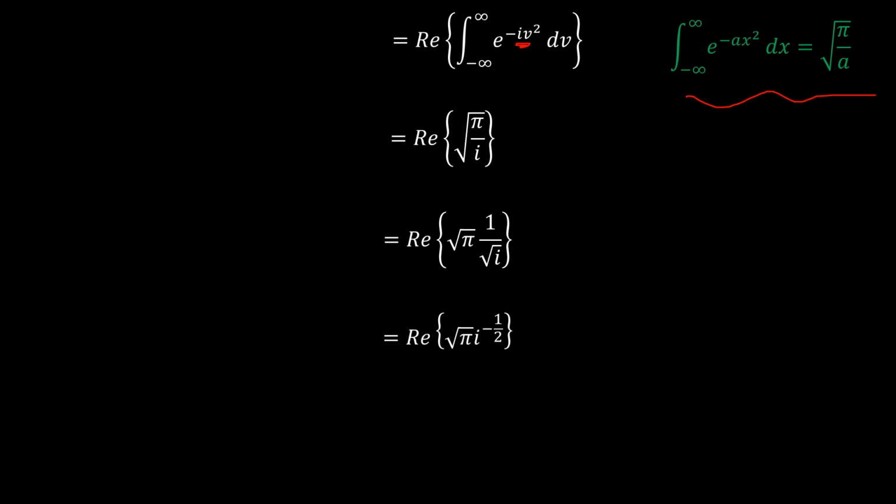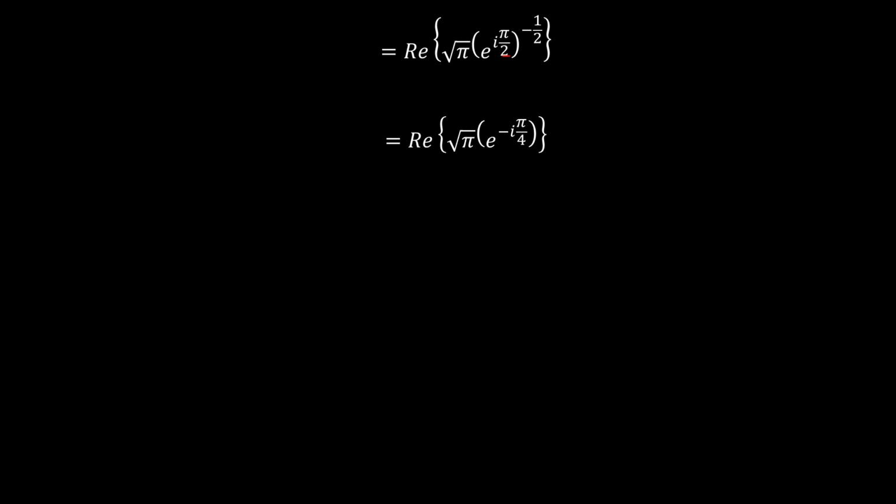Now, 1 over square root of i is the same as square root of pi times i to the power negative a half. And i is the same as e to the power i pi over 2, since this becomes cosine pi over 2 plus i sine pi over 2. Sine pi over 2 is 1, so you have i. And now we have everything in i encapsulated in this. And now we can multiply the powers, so that we get the real part of square root of pi times e to the power negative i pi over 4.